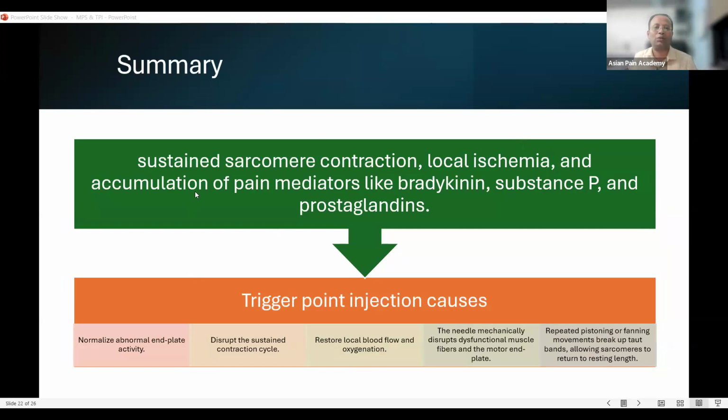Okay, so ultimately, what does trigger point injection do? It normalizes the abnormal end plate activity, which was giving the spontaneous EMG activation, disrupts the sustained contraction cycle, and restores the local blood flow and oxygenation. The needle mechanically can also disrupt the dysfunctional muscle fibers and motor end plate, and repeated positioning and fanning movements break up taut bands, allowing sarcomeres to return to resting length. Okay.